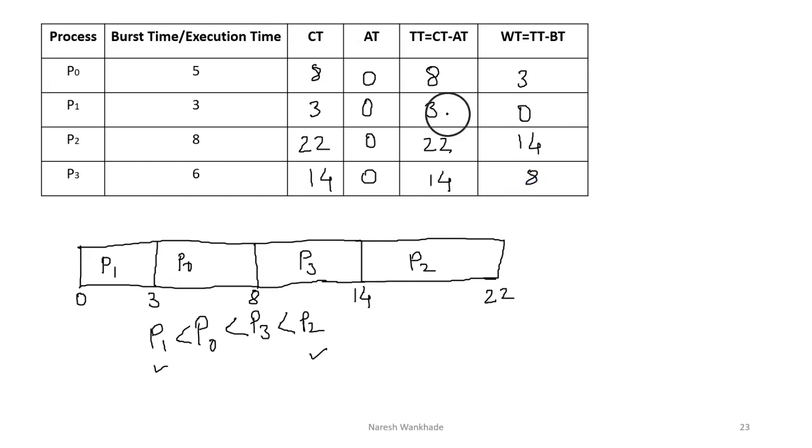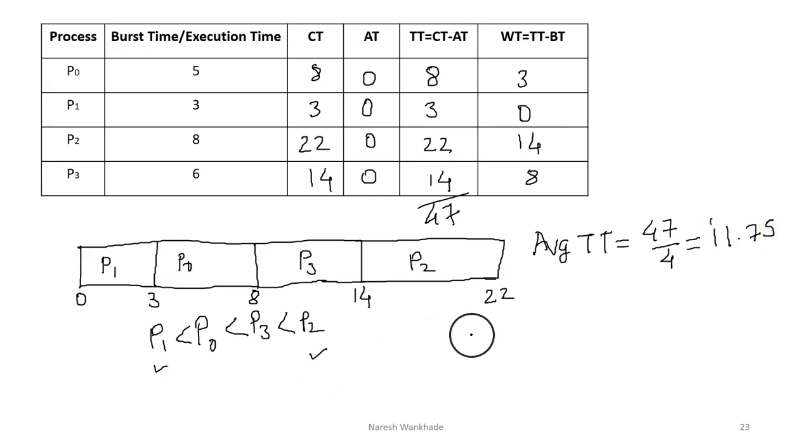So what is the total turnaround time? 8 plus 3 plus 22 plus 14, that is 47. So the average turnaround time is 47 divided by 4, the number of processes, which equals 11.75. The total waiting time is 3 plus 0 plus 14 plus 8, that is 25. 25 divided by the number of processes, that is 4, gives 6.25.